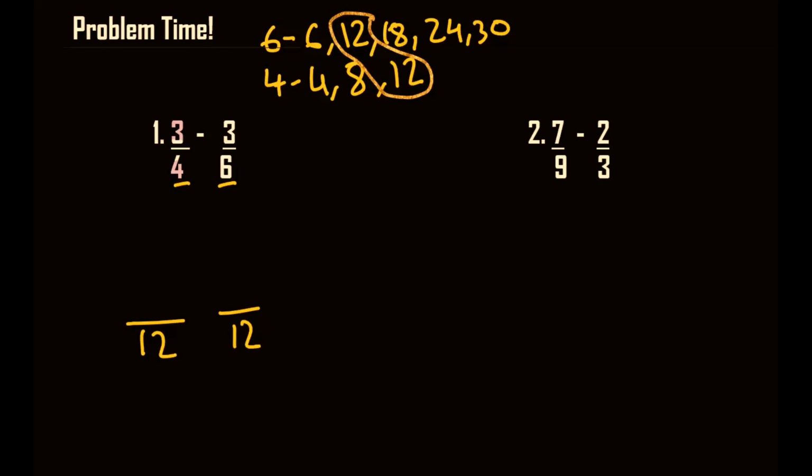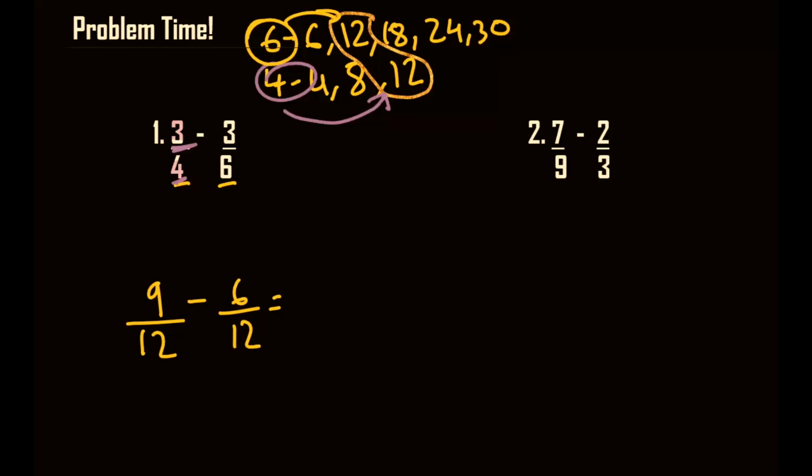Now let's find the numerator. So, here we have 3. How did we get from 4, because the denominator is 4, how did we get from 4 to 12? Well, we did 4 times 3, so we'll be doing 3 times 3 to get our numerator. 3 times 3 is 9, so our numerator is 9. Now again, we have 3 over 6 here. How did we get from 6 to 12? We did 6 times 2. So we will do 3 times 2 to get our numerator. 3 times 2 is 6. So our numerator there is 6.